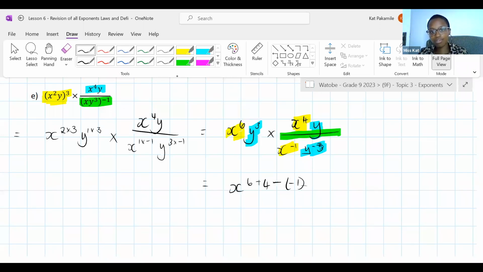Great. Let's deal with y. So we have a 3 over there. Again, multiplication. So we add the exponent. Plus, what exponent is there that you can see?